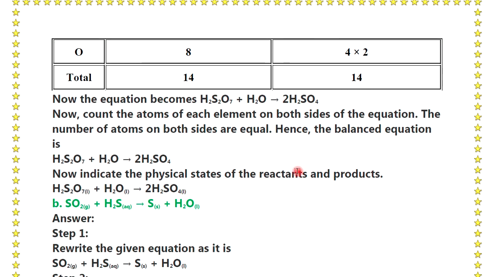The reaction is balanced. Now the equation becomes H2S2O7 plus H2O gives rise to 2H2SO4. Now count the atoms of each element on both sides of the equation. The number of atoms on both sides is equal. Hence the balanced equation is H2S2O7 plus H2O gives rise to 2H2SO4. Now indicate the physical states of the reactants and product. H2S2O7 plus H2O gives rise to 2H2SO4.